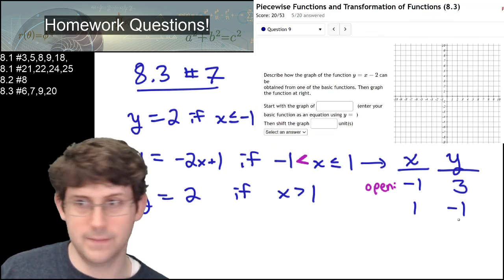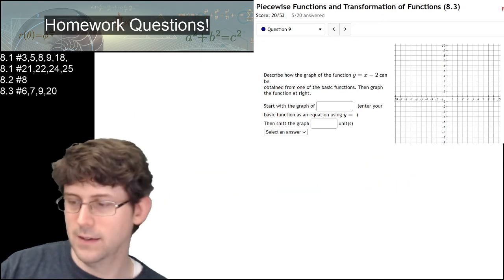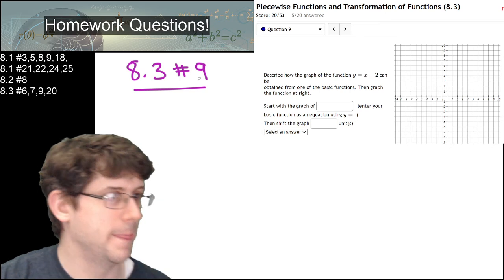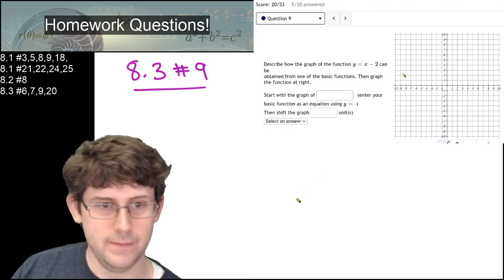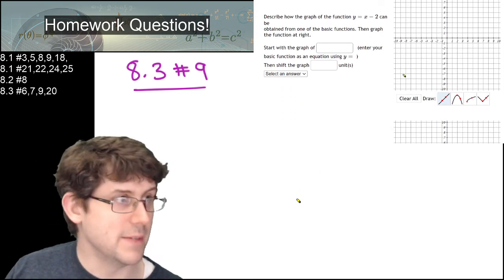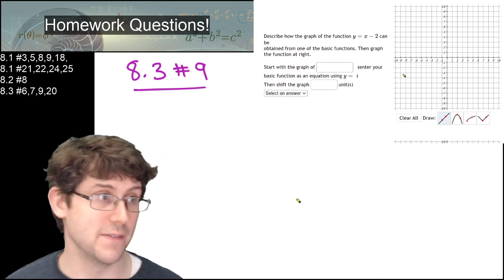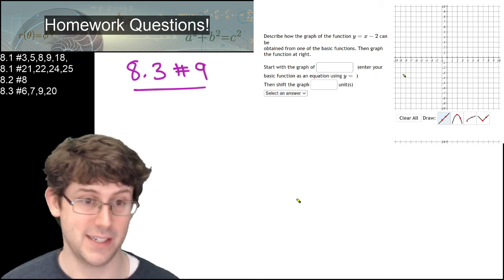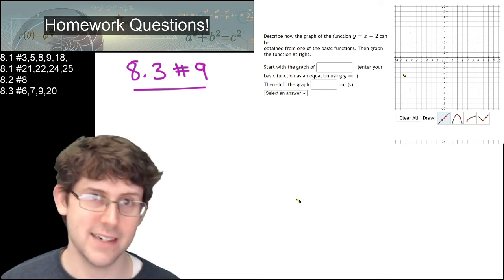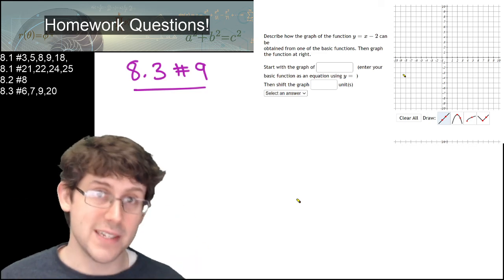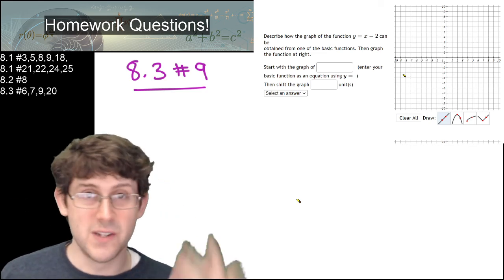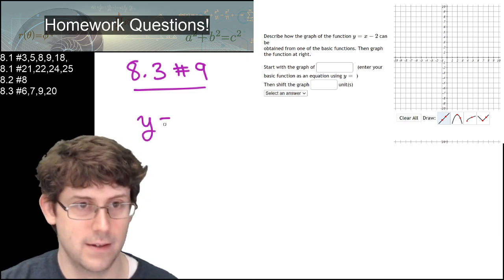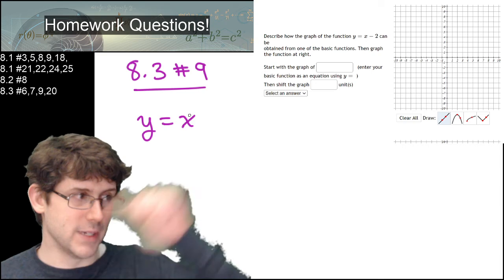Onward. Number 9. Okay. In 8.3 number 9, it says, describe how the graph of the function y equals x minus 2 can be obtained from one of the basic functions. So the idea here is that the minus 2 is a transformation that took a regular old graph y equals x, which is like the simplest possible line.